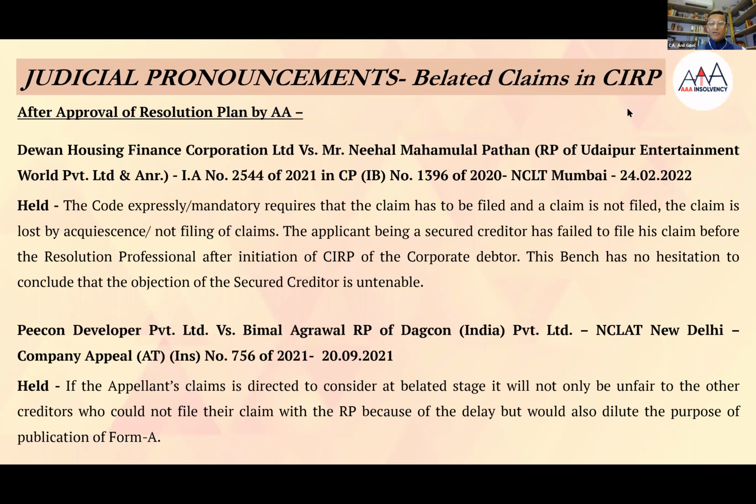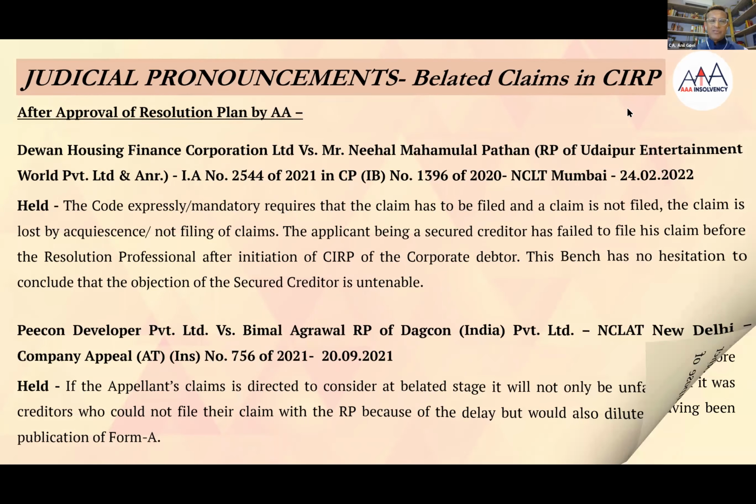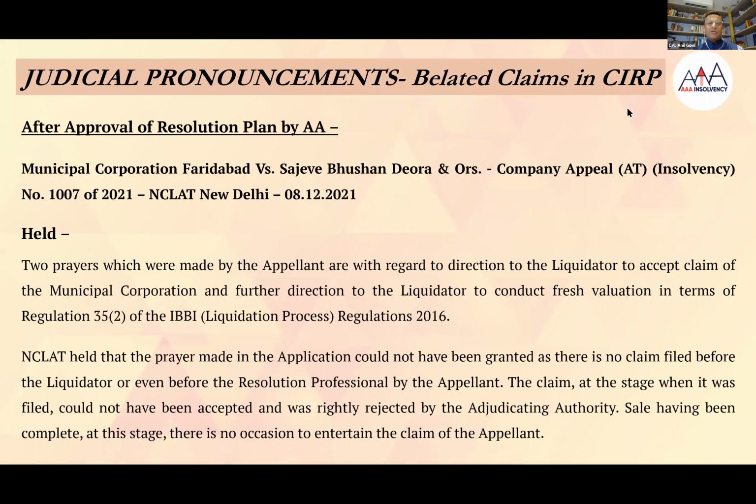to accept the claim is unfair to the other creditors who could not file their claim with the RP because of the delay, but would also dilute the purpose of the publication of Form A, because in case the adjudicating authority keeps directing all the RPs to accept claims, then the publication of Form A would also be diluted, and this is not fair. So the NCLAT said that yes, it is not always required that we should direct the RP to accept.